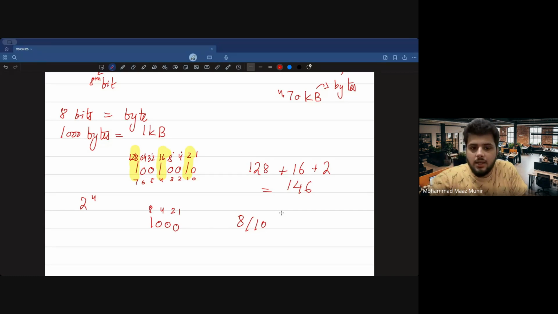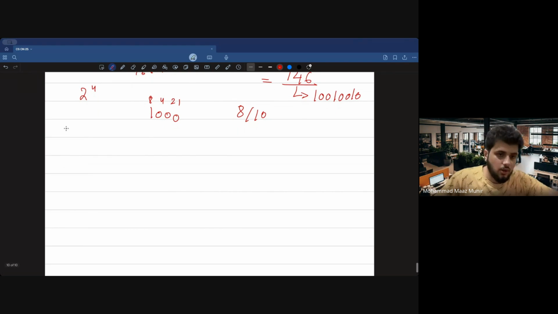converting binary into denary. Now, what are we going to be studying tomorrow? Inshallah, tomorrow we will be studying how we convert this 146 back into 10010010. We will be learning conversion from denary into binary. Today, just to give you a quick overview, we studied binary to denary.